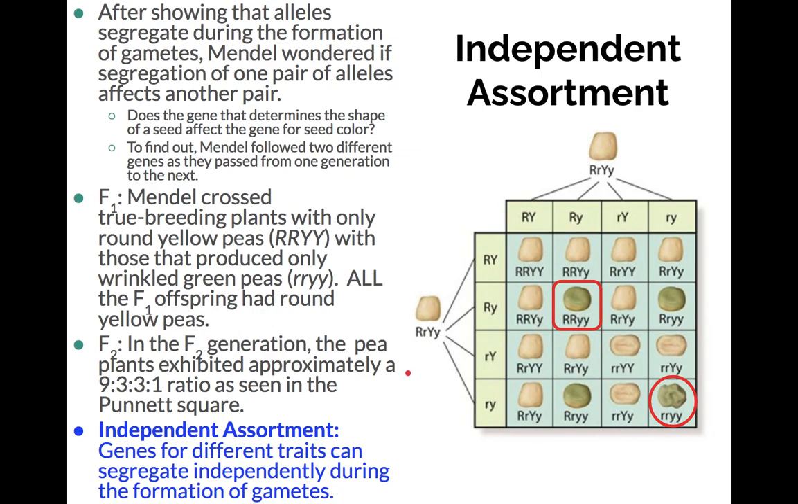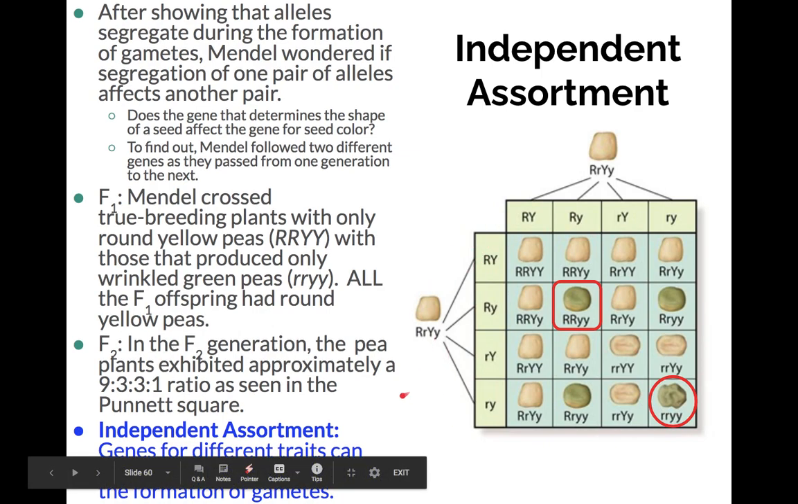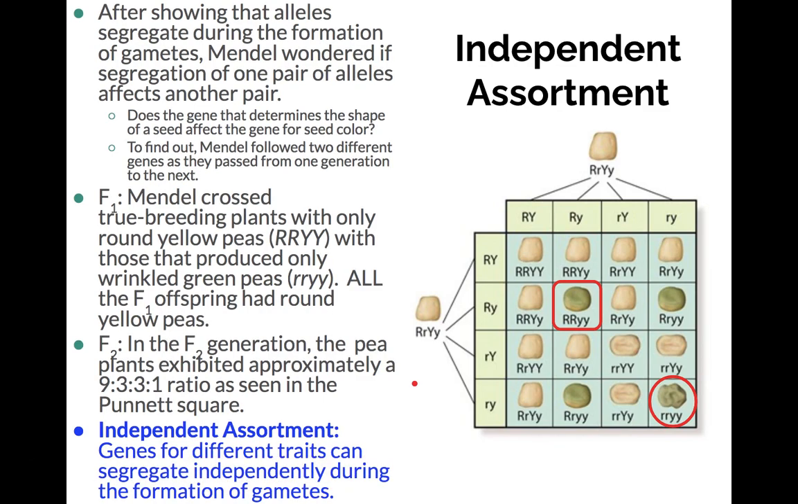However, in the F2, that's when we start to look a little bit different. So in the F2 generation, the pea plants exhibited approximately a 9 to 3 to 3 to 1 ratio, as seen in the Punnett square. And we're going to see this ratio come up quite a bit. So independent assortment is that the genes for different traits can segregate independently during the formation of gametes.